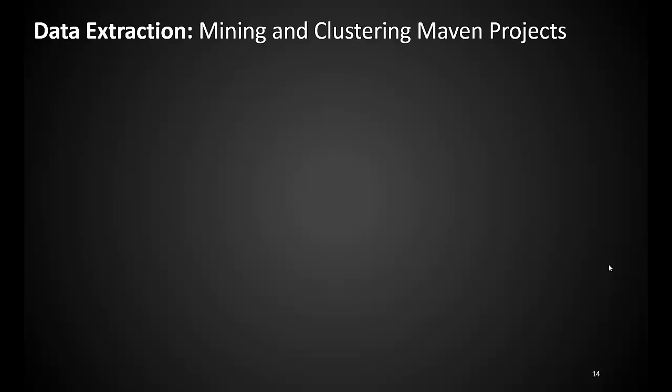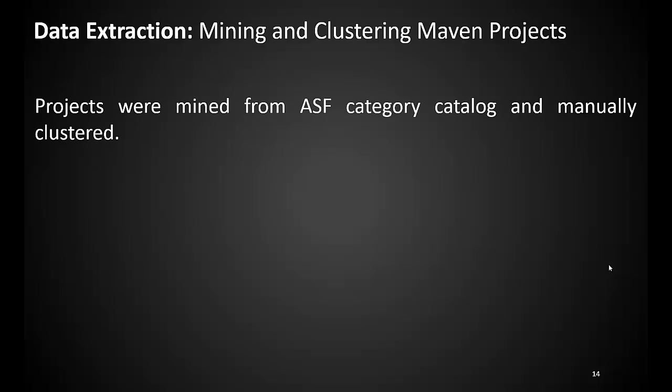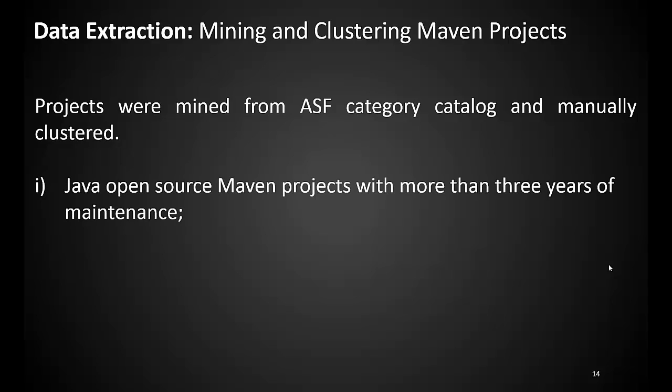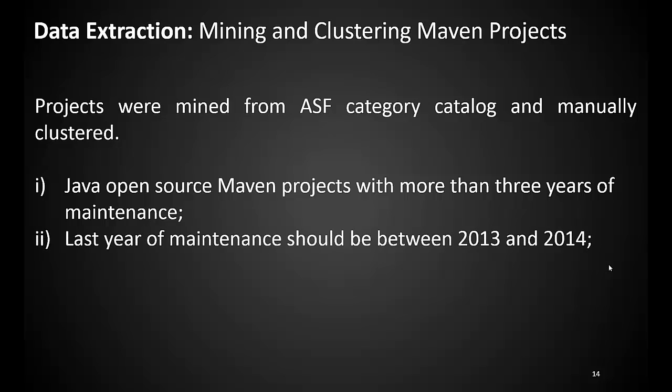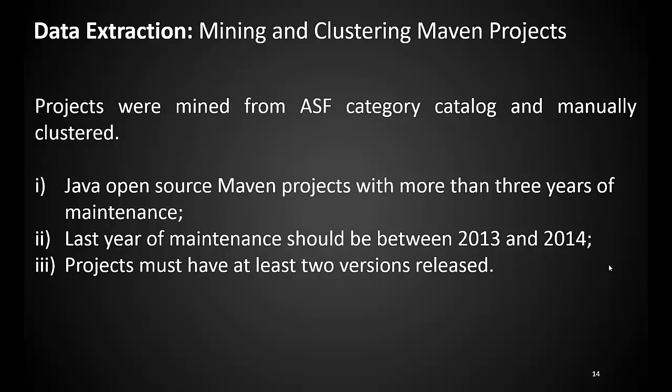This study is based on Java open source Maven projects, due to ease for extracting external libraries treated as dependencies in the POM file. We established criteria for collecting and analyzing current projects. These projects were mined from the ASF category catalog and manually clustered. The first one is Java open source Maven projects with more than 3 years of maintenance. The second one is last year of maintenance should be between 2013 and 2014. And the last one is projects must have at least 2 versions released.